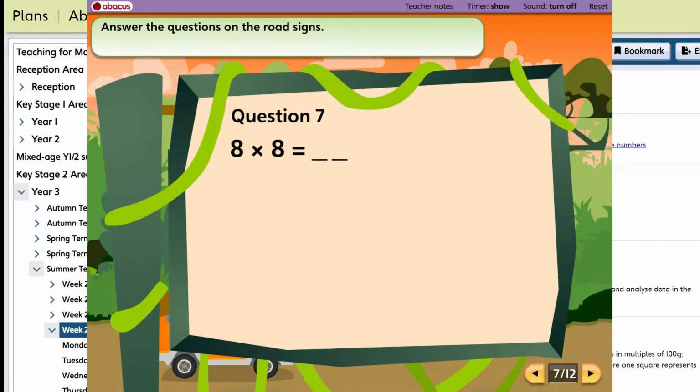Question 7. 8 times 8 equals what? Again, like I said, we haven't done our 8 times table, so you might not know what 8 times 8 is. There's a few ways of doing this though. You could do 8 times 4 and then double your answer. That would work. Or you do know your 7 times table, so you could do 8 times 7 and then add 8 more onto it.